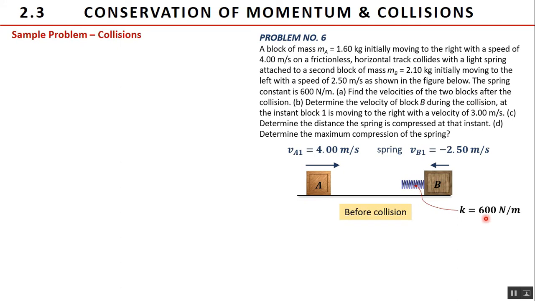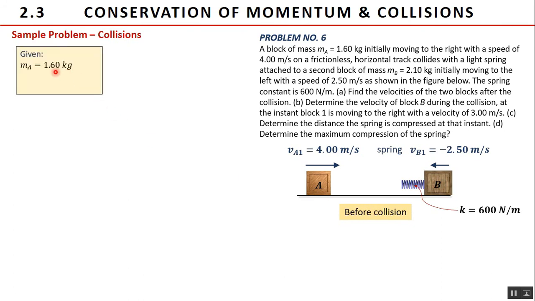Letter A. Find the velocities of the two blocks after the collision. Letter B. Determine the velocity of block B during the collision, at the instant block A is moving to the right with a velocity of 3 meters per second. Letter C. Determine the distance the spring is compressed at that instant. Letter D. Determine the maximum compression of the spring. Now, let us establish the given information.